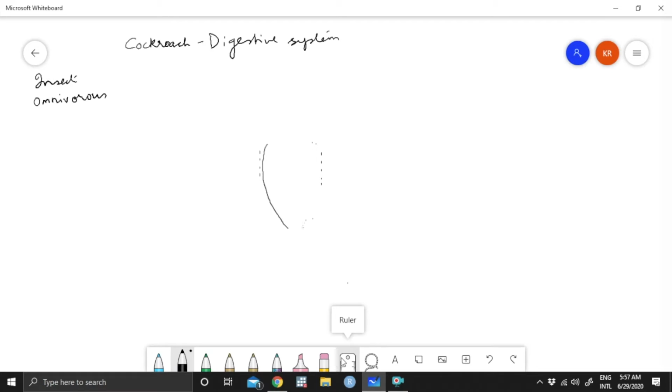On one side I am going to show the digestive system, and therefore I will only show it through dotted lines. I want to show the digestive system on the right side, so I am using dotted lines.